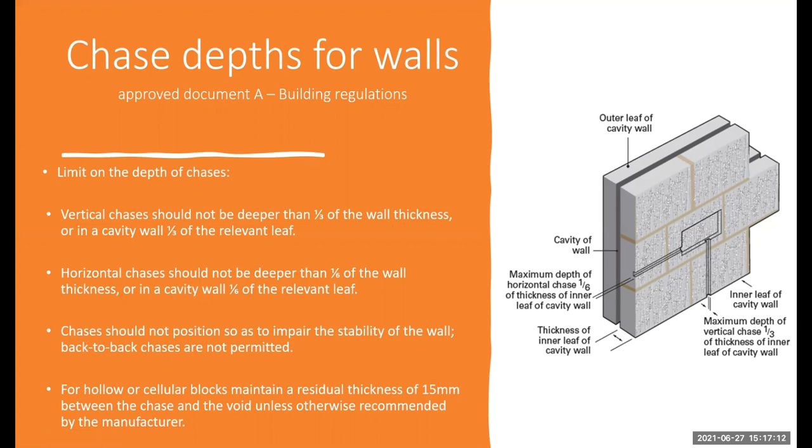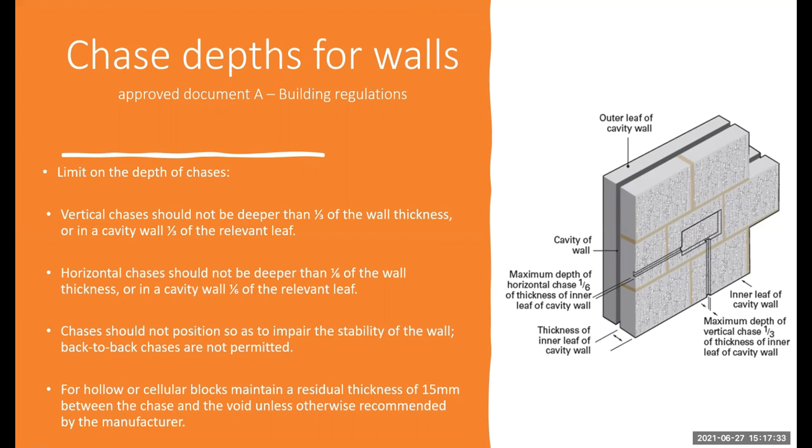And a horizontal chase would be 16.6mm recurring. So again, if you're trying to chase in a 20mm piece of conduit, you have to consider whether you've actually got enough depth there in total.